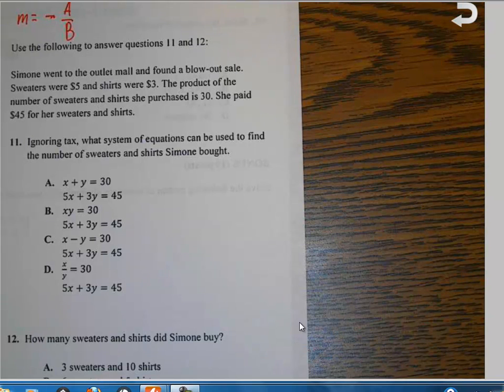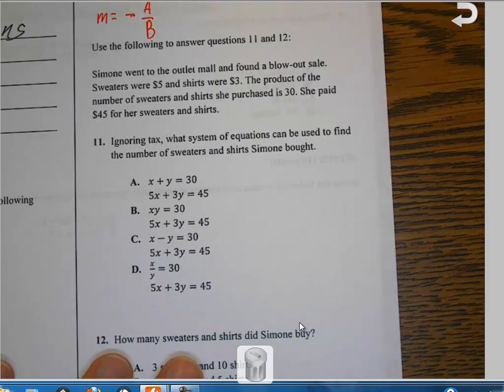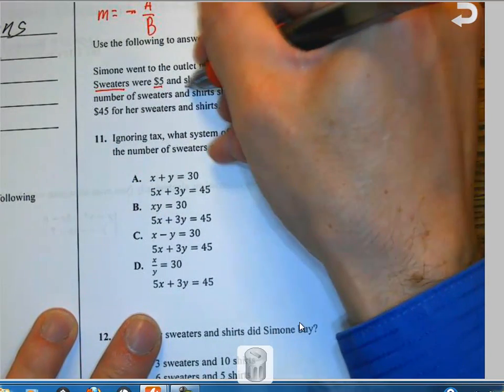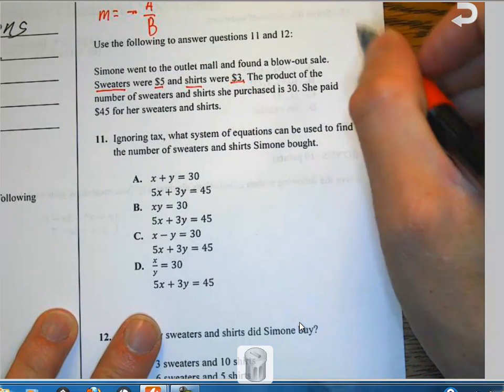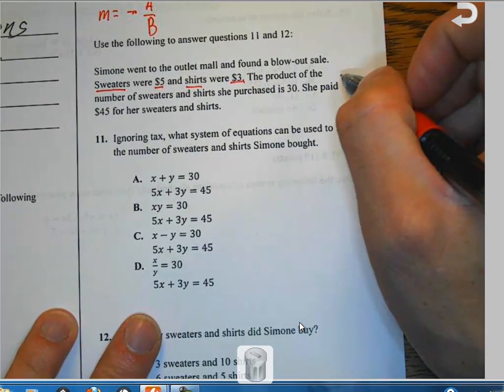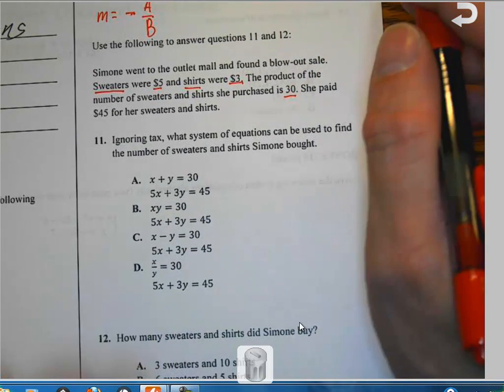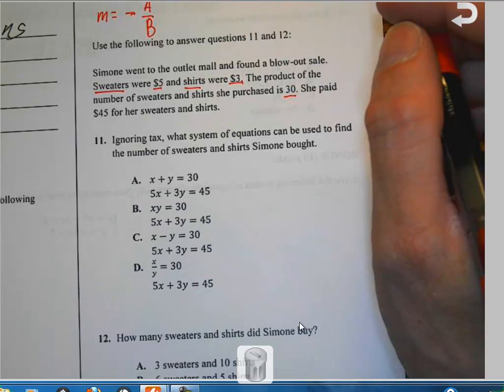Okay, so let's talk about Simone. Simone went to the outlet mall. Always a fun place. Found a blowout sale. Sweaters were $5 and shirts were $3. The product of the number of shirts and sweaters she purchased is 30. So that means if one of them is X and one of them is Y, X times Y is 30.